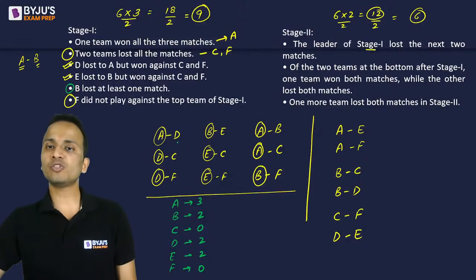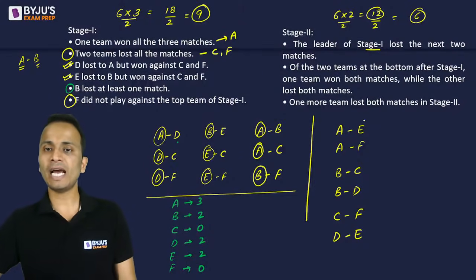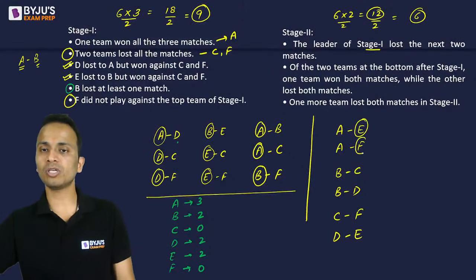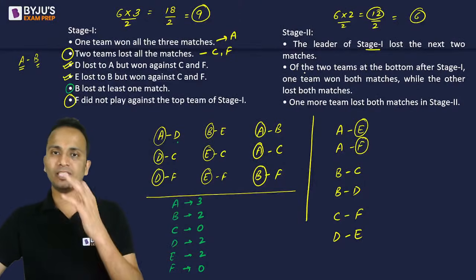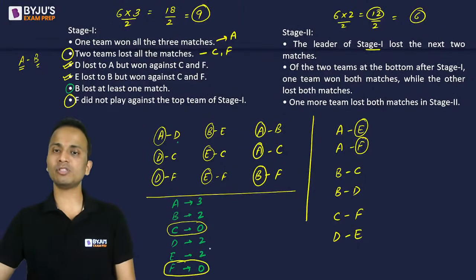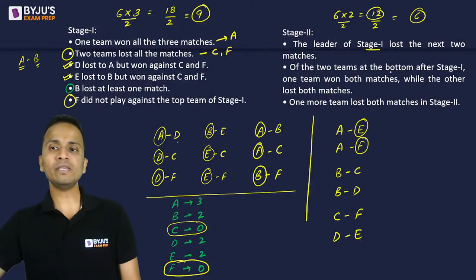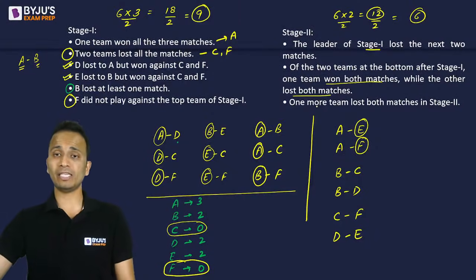The leader of stage 1 lost the next 2 matches. So who was the leader of stage 1? A was the leader of stage 1 and A will lose both the matches. Okay, right. Second point, of the 2 teams at the bottom after stage 1, so 2 teams at the bottom were C and F. They are talking about C and F. Of the 2 teams at the bottom after stage 1, one team will win both matches while the other team will lose both the matches.